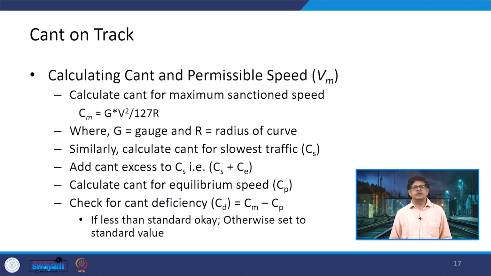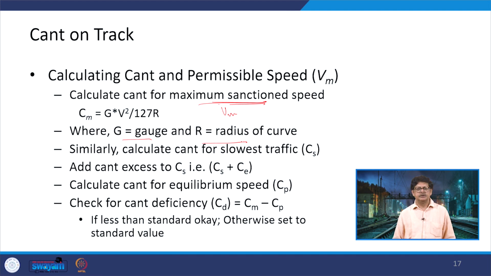Now, talking about calculating the Cant and the permissible speed, calculate the Cant for the maximum sanctioned speed, which is sanctioned by the track engineer. Considering that, here V will become Vm. We will use the formula Gv square divided by 127 R. The formula will remain the same, the speeds are going to be different depending on what situation we are considering. G is gauge and R is the radius of the curve.